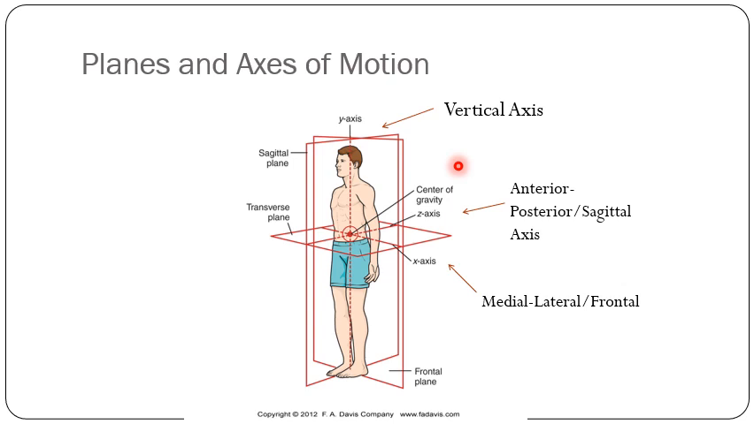The planes and the axes correspond to each other. In other words, at least if you know the plane, you will always know the axis. Okay, so movement through the transverse plane rotates about the vertical axis. Movement through the sagittal plane rotates around the medial lateral frontal axis. Movement through the frontal plane rotates about the anterior posterior or the sagittal axis, okay?